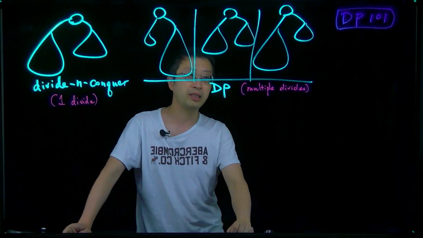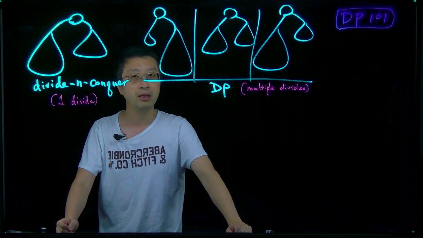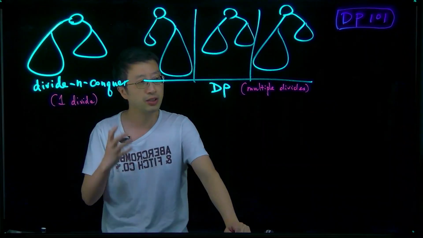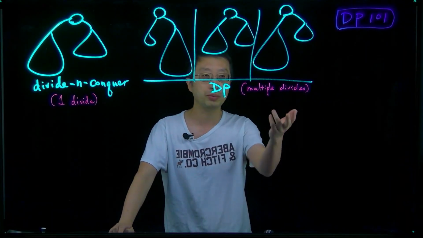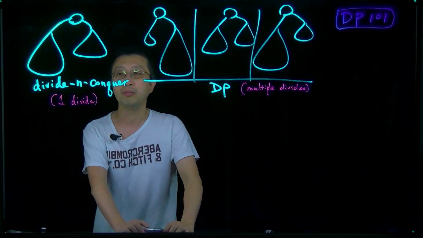Well, I would say it's caching, and a lot of people understand that caching is due to overlapping subproblems, but I'll explain it. It's actually not due to overlapping subproblems. It's actually due to multiple divides, which causes overlapping subproblems. We'll see that bit by bit.